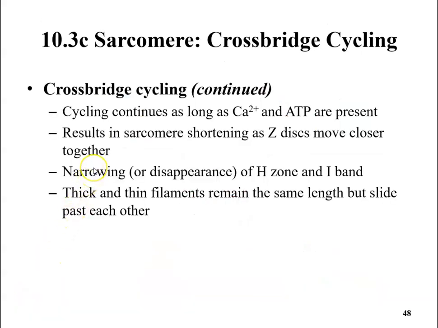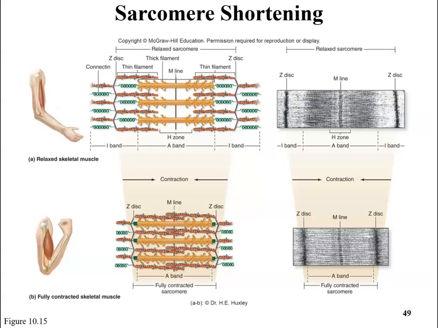Okay, cross-bridge cycling. Cycling is going to continue as long as calcium and ATP are present. This is going to result in the sarcomere shortening as the Z discs move closer together. And there's going to be narrowing or complete disappearance of the H zone and the I band. The thick and thin filaments are going to remain the same length, but they just slide past each other. And I'll show you what I mean right here.